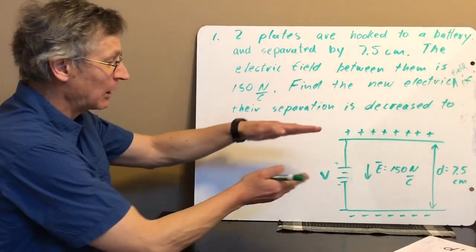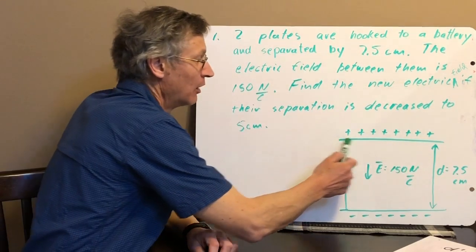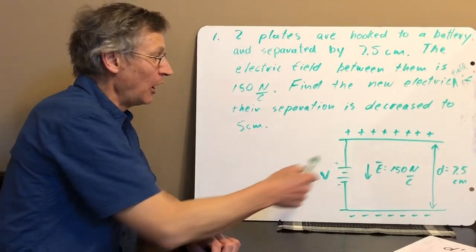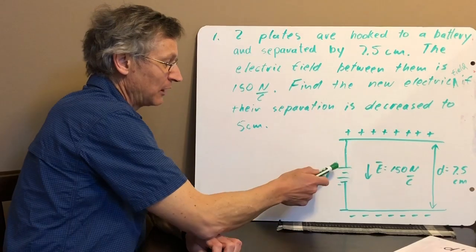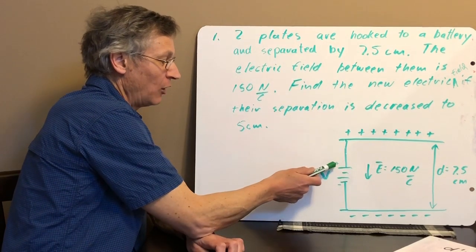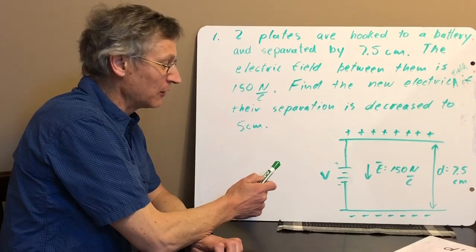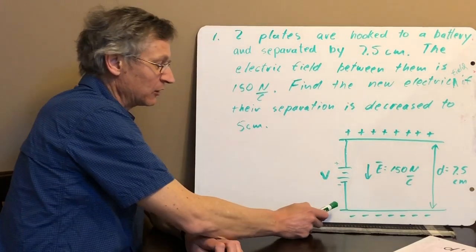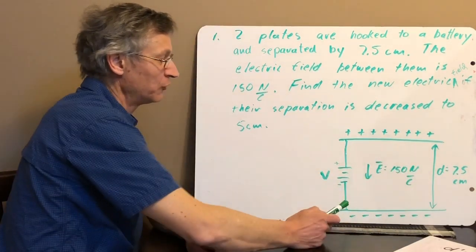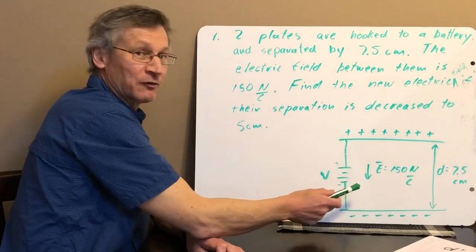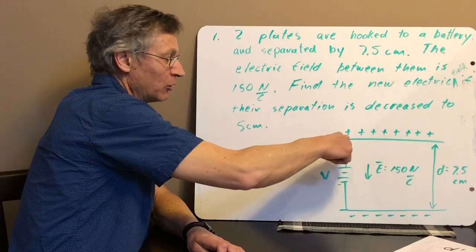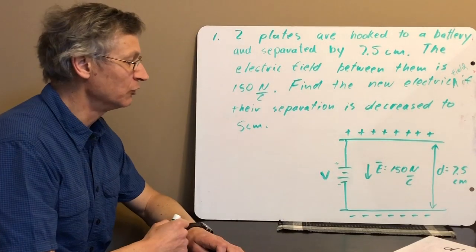So here's a diagram of what's going on. Here we have our two plates connected to a battery. You'll notice the positive plate is connected to the positive terminal of the battery. The big line is always positive in a situation like this. And of course, the negative plate is connected to the little line, the negative terminal of the battery. Separation, 7.5 centimeters. Of course, the electric field is going to be going down, because if you stuck a positive charge in here, it would want to go down. Electric field, 150 newtons per coulomb.